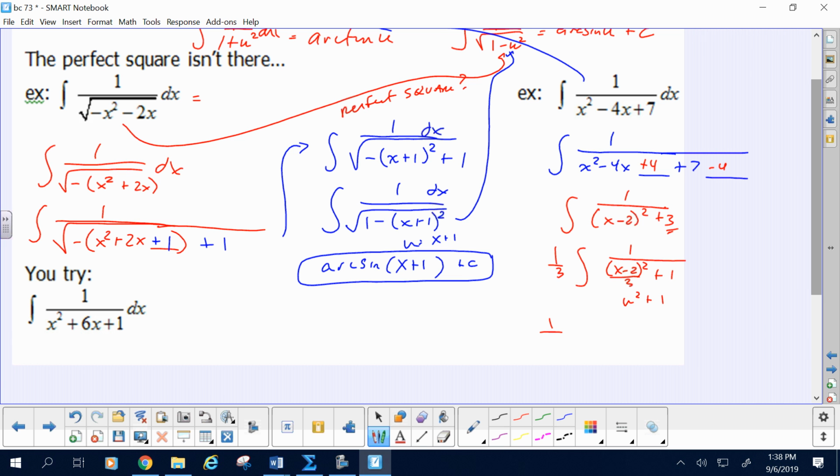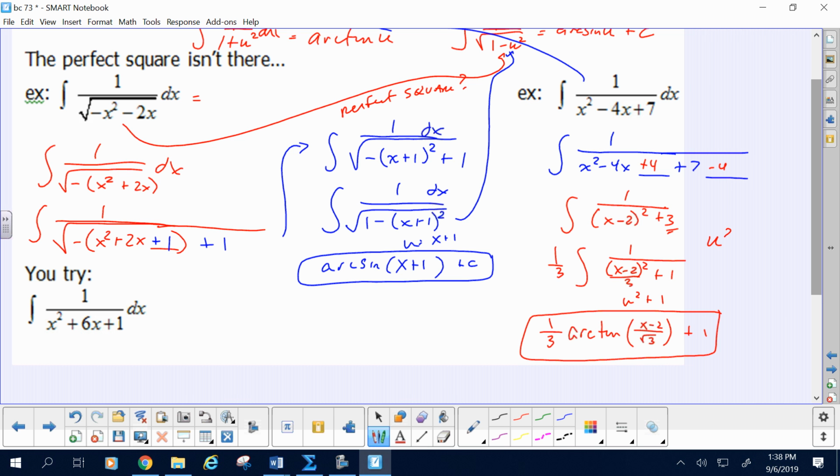I can integrate 1/3 arctangent of u. Now the question is, what's u? Is x minus 2 u or is that u squared? That's u squared, so u is x minus 2 over root 3, plus 1. And I just broke math. I just made a mistake. That sucks. I was cutting corners here. I tried to cut corners and I failed.